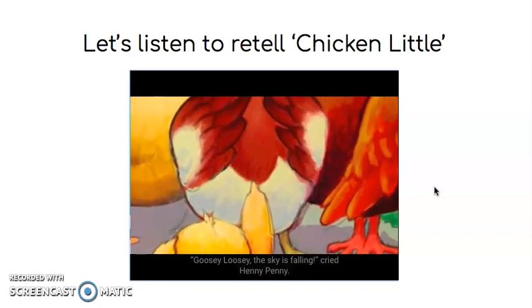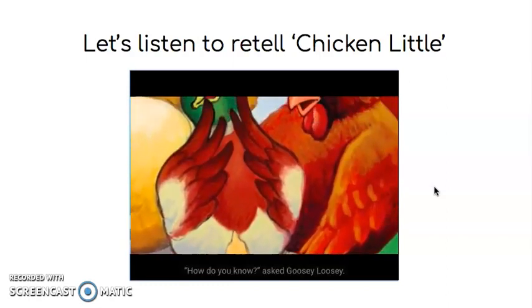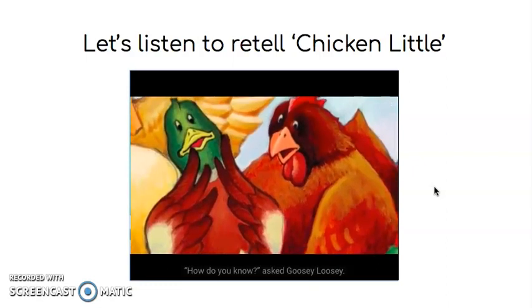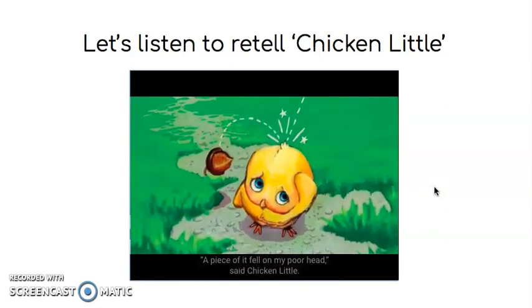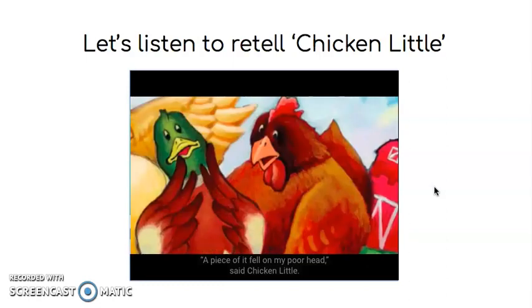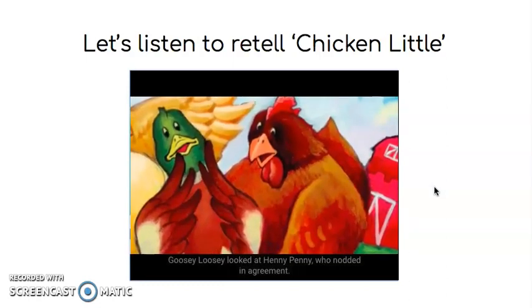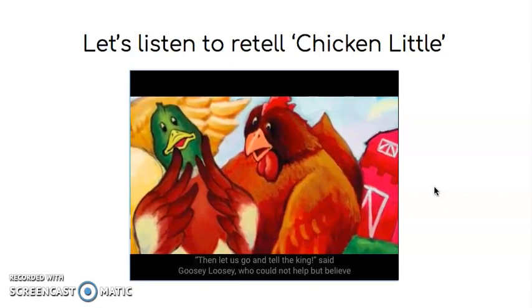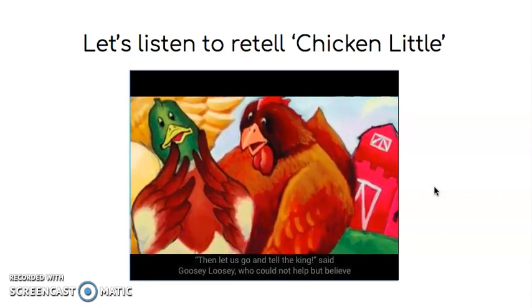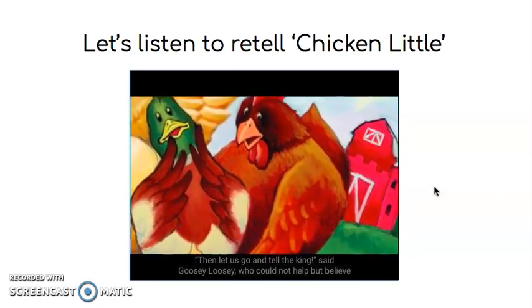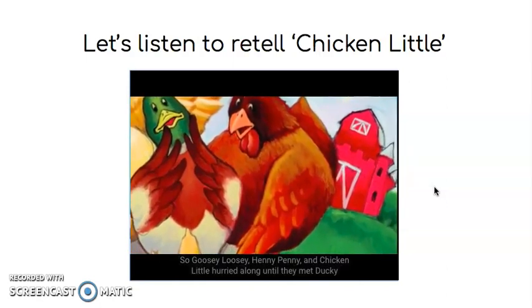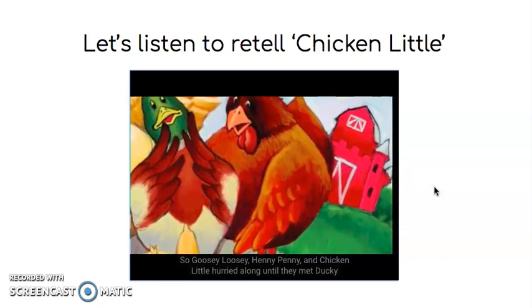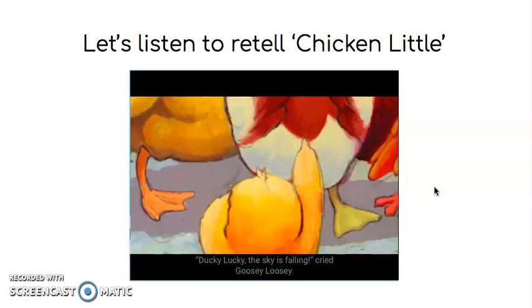"Goosey Lucy, the sky is falling!" cried Henny Penny. "How do you know?" asked Goosey Lucy. "A piece of it fell on my poor head," said Chicken Little. Goosey Lucy looked at Henny Penny, who nodded in agreement. "Then let us go tell the king," said Goosey Lucy, who could not help but believe her friends. So Goosey Lucy, Henny Penny, and Chicken Little hurried along until they met Ducky Lucky.